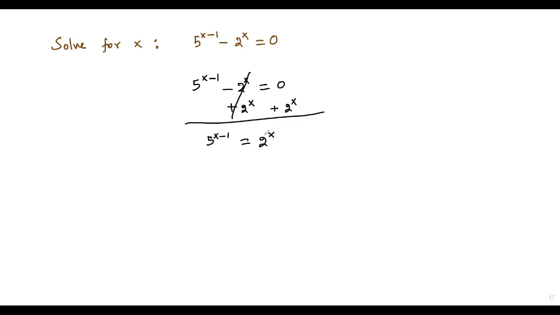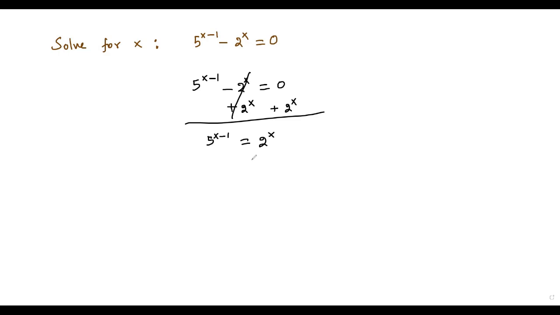Anyway, shall we try to get the base on the right side as 5, because we have base 5 on the left side? We should try to convert this base 2 to 5. For that, 2 has to be a power of 5, but that is also not possible because 2 is not a power of 5. So I don't think I'll be able to get the same base on both sides of this equation. To solve this kind of exponential equation, we have only one option: logarithm. We have to use logarithm to solve this exponential equation.